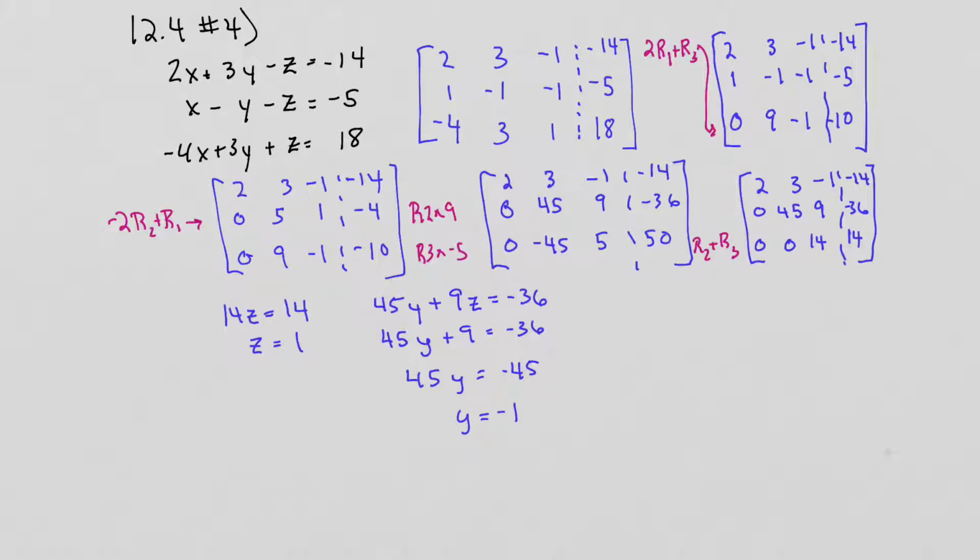Then the first row says 2x plus 3y minus z is negative 14. So 2x minus 3 minus 1 is negative 14. 2x minus 4 is negative 14. 2x then is negative 10, and x is negative 5.